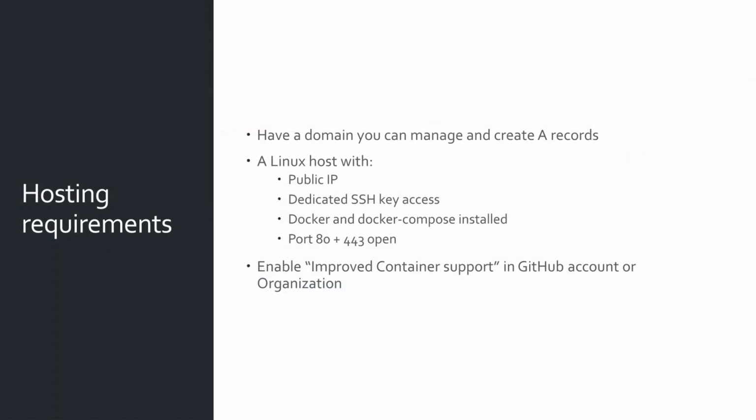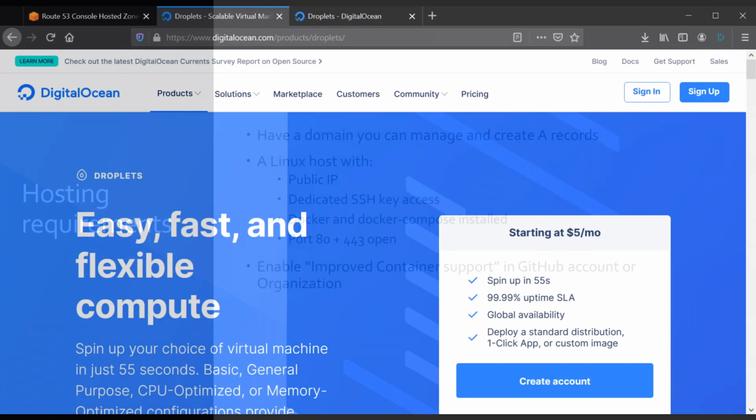To do this, you'll need a few things. You'll need to have a domain that you can manage and create A records for, a Linux host with public IP, dedicated SSH key access, and Docker and Docker Compose installed. You'll also need to enable improved container support in your GitHub account or organization. However, in the future, this step shouldn't be needed, as this feature will be generally available.